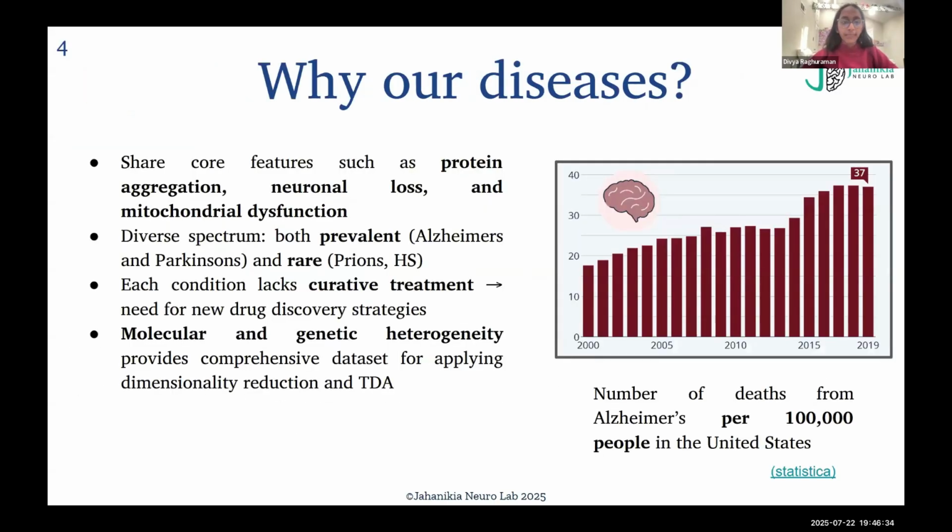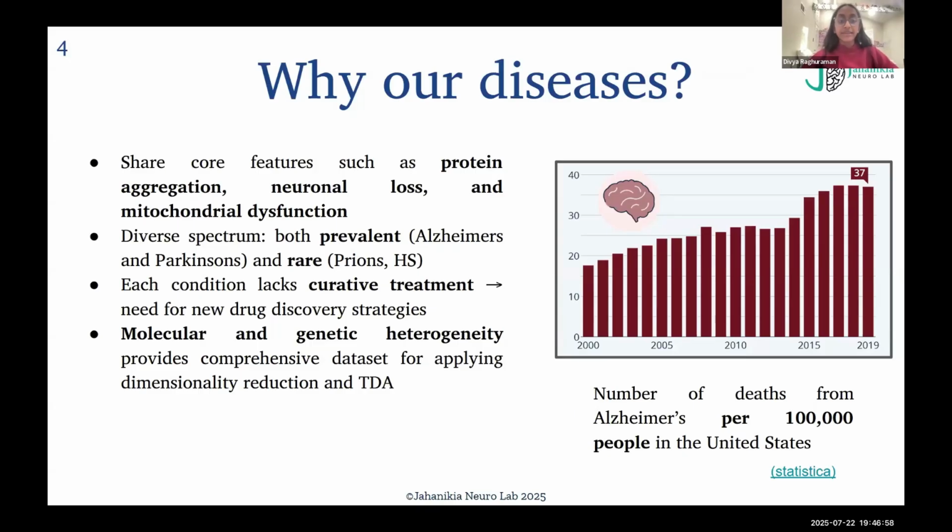So why our diseases? Our project focuses on 7 neurodegenerative diseases, namely Alzheimer's, Parkinson's, FFA prions, hidradenitis suppurativa, or HS, amyotrophic lateral sclerosis, or ALS, and Huntington's. So why did we choose these 7 neurodegenerative diseases?